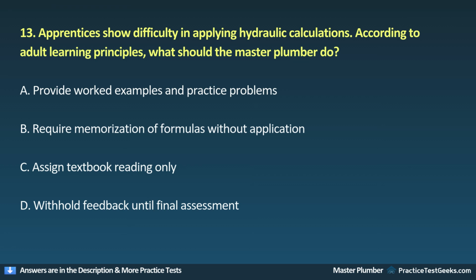13. Apprentices showed difficulty in applying hydraulic calculations. According to adult learning principles, what should the master plumber do? A. Provide worked examples and practice problems. B. Require memorization of formulas without application. C. Assign textbook reading only. D. Withhold feedback until final assessment.